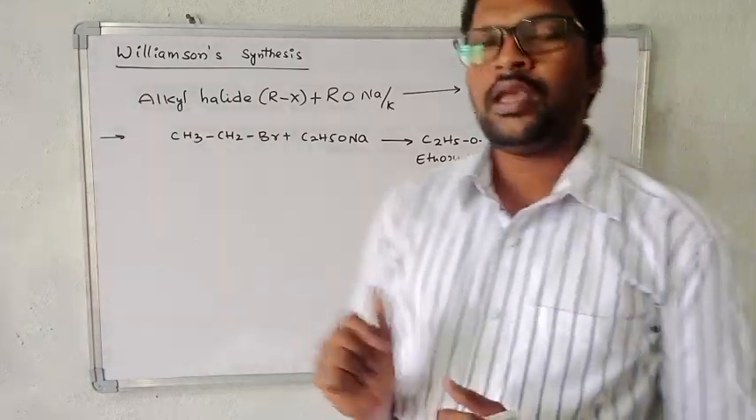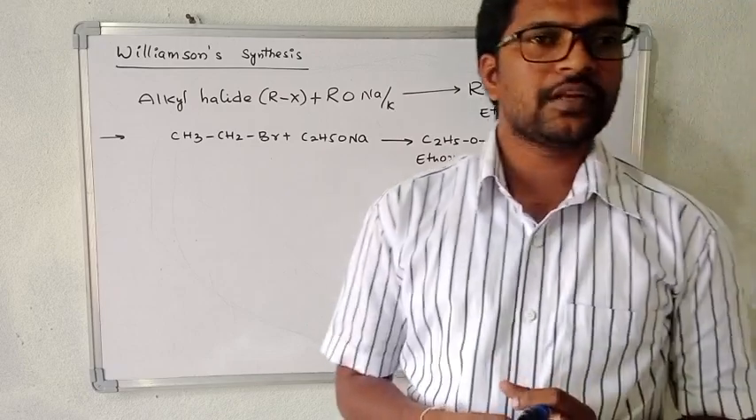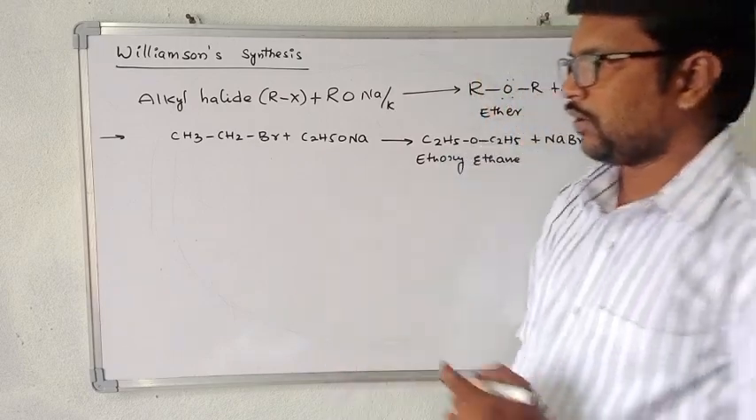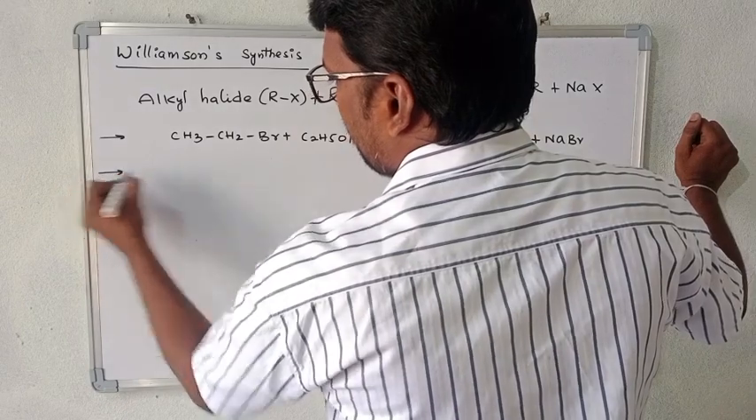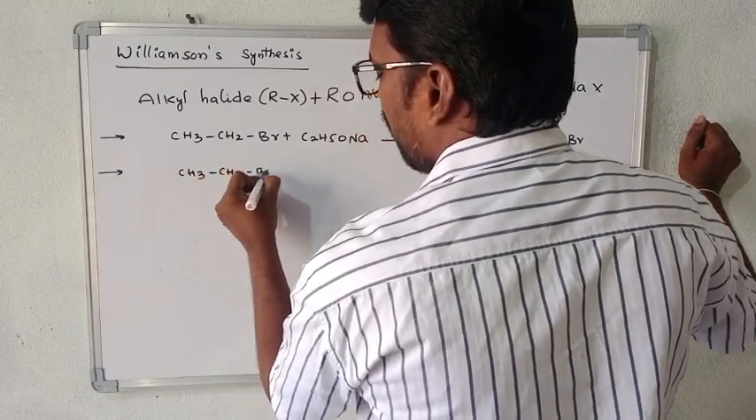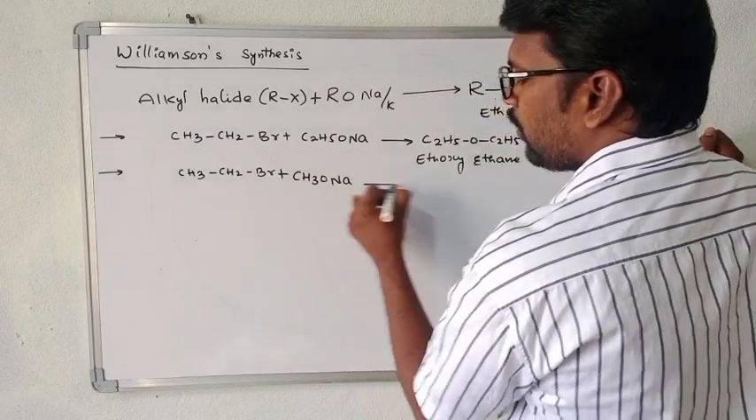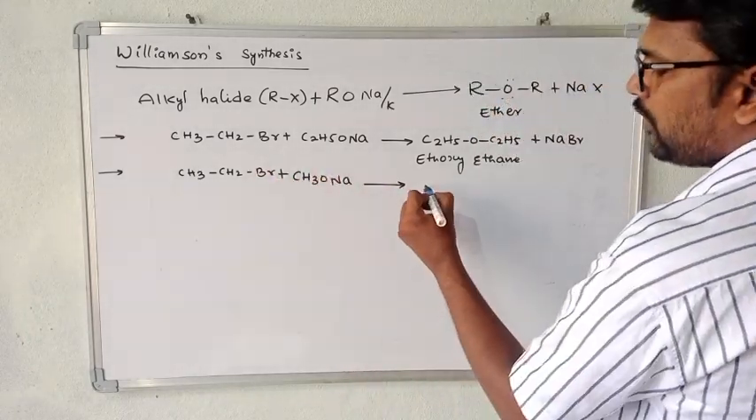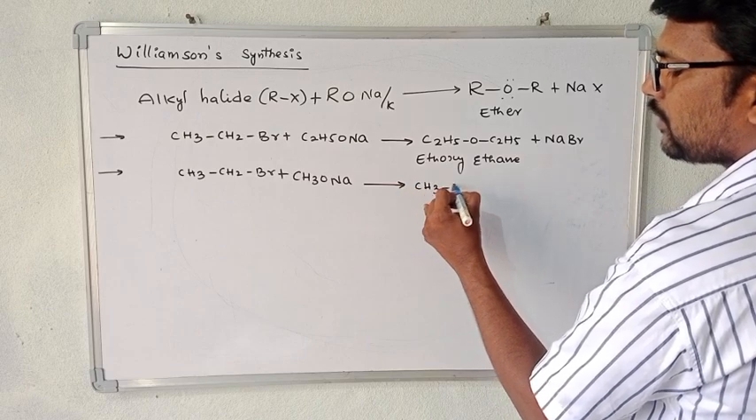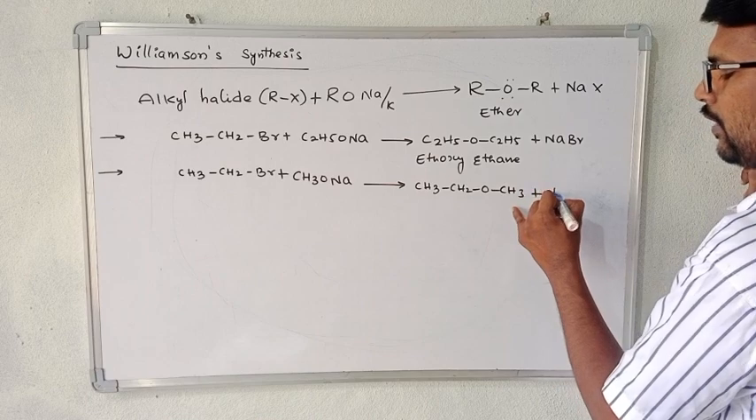It is an ether. And here, on both sides of oxygen the same group is present, so it is called symmetrical ether. Now next we see another example. CH3CH2Br plus CH3ONa, sodium methoxide, I have taken here. In this reaction, the product is CH3CH2OCH3 plus NaBr.